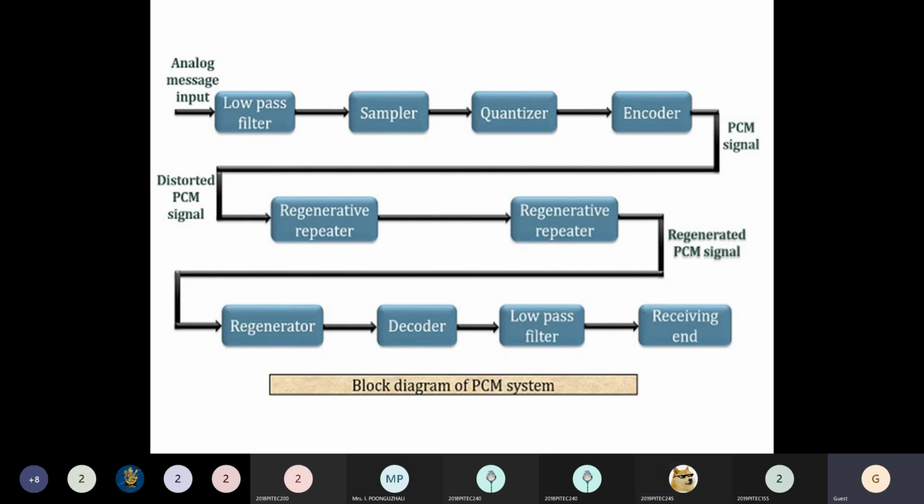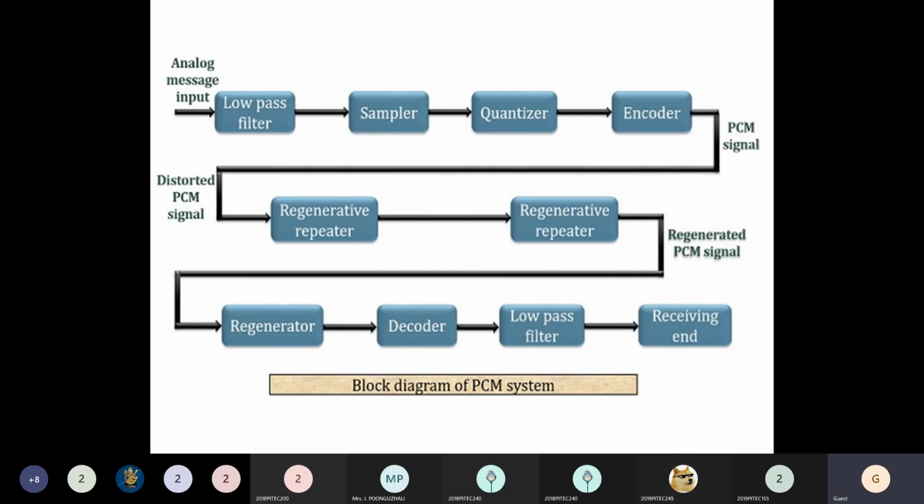Then it goes to the quantizer. From the quantizer, we get the discretized amplitude signal. So the output of the quantizer is the input signal which is sampled in time and quantized in amplitude. Then it goes to the encoder. At the end of the encoder, we get digital bits. The encoded bits can be transmitted over the channel by using a regenerative repeater.